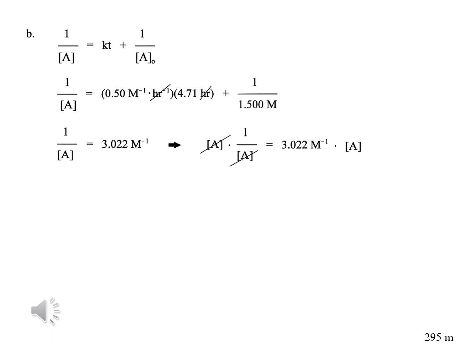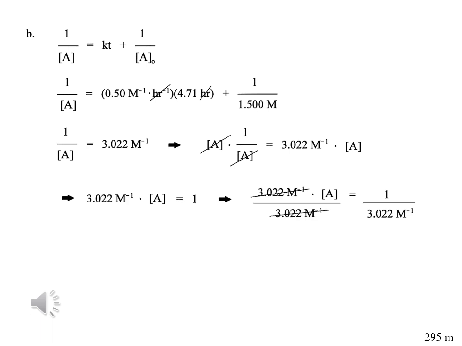A lot of people will write 3.022 down as the answer, but it's not the answer. You have to solve for A to get the correct answer. So I multiplied both sides by concentration, canceled, divided by what's next to the variable, and that's the answer. So in the amount of time given, it goes down to 0.331.